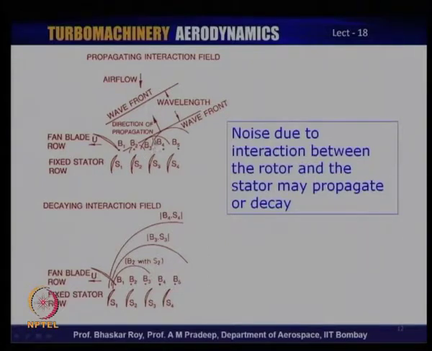So, it can propagate in waves like this, and it can keep on propagating, or it can be a somewhat decaying interaction field, where every particular noise source from B1, S1, B2, S2 kind of dies off. They do not propagate along as is shown on top here, okay. And each of those interactions die off on their own. So, it could be a propagating interaction field, or it could be a decaying interaction field. So, that is the interaction between the rotor and the stator.